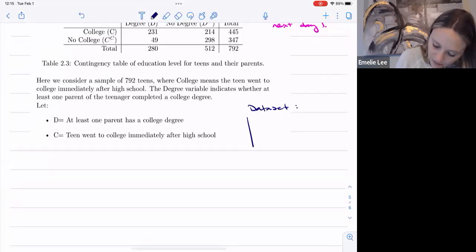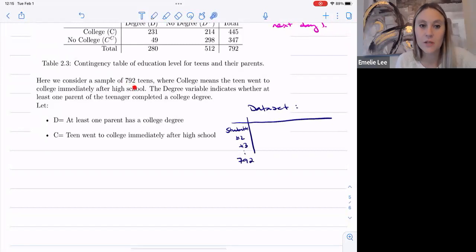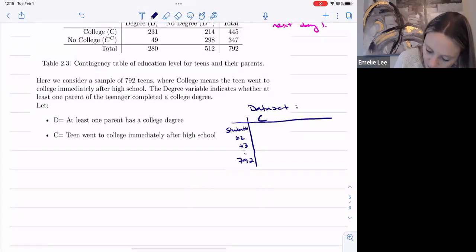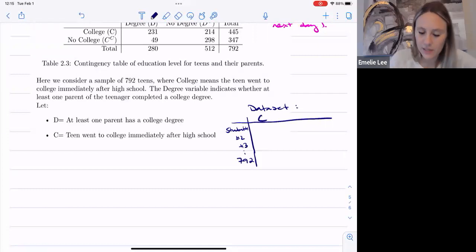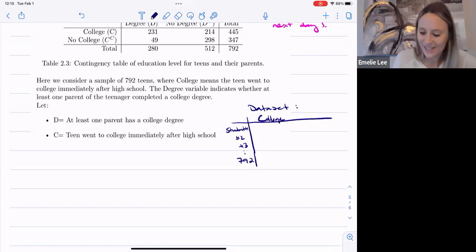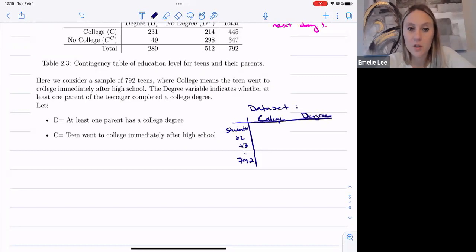So your data set would look something like this, right? You'd have student number 1, number 2, number 3, all the way up to 792, because we took a sample of 792 teens. And then what would it look like? Well, I would have a college variable, right? And so here the name of the variable is up top, and the other variable that we've considered is the degree variable.